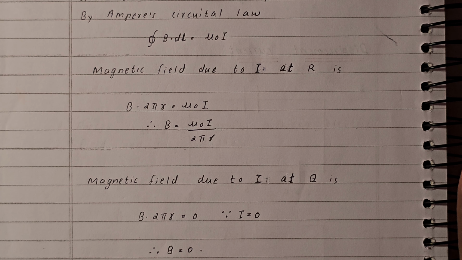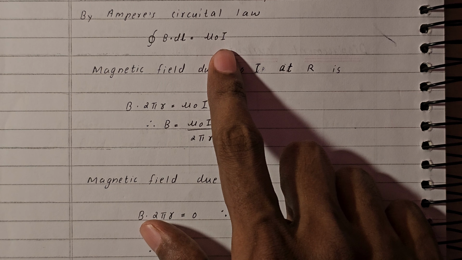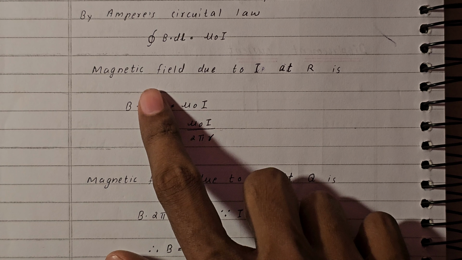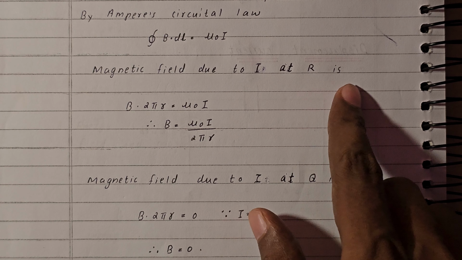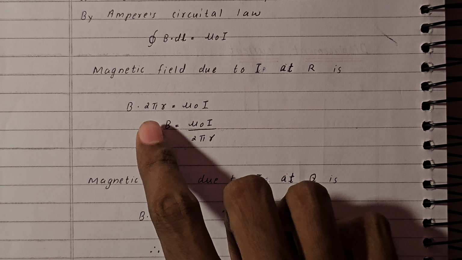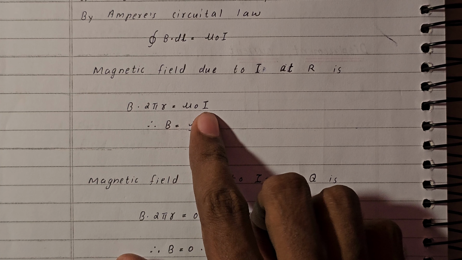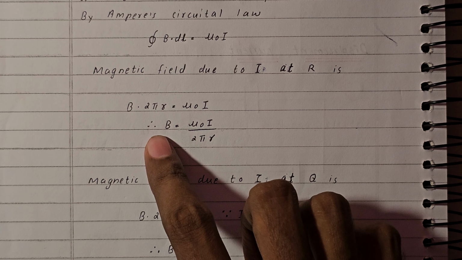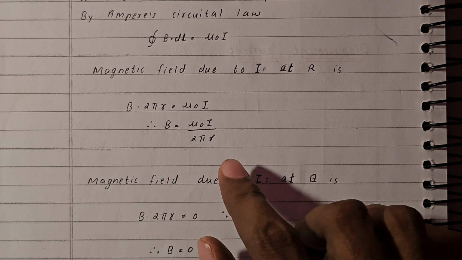By Ampere's circuital law, the closed line integral of B dot dl is equal to mu 0 I. Then the magnetic field due to current at R is B times 2 pi R is equal to mu 0 I. Therefore, B is equal to mu 0 I by 2 pi R.